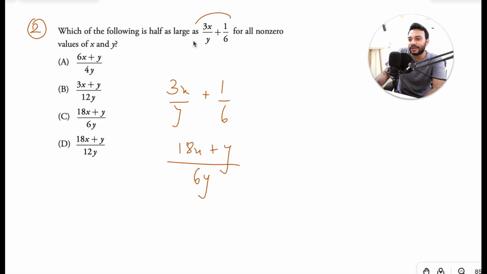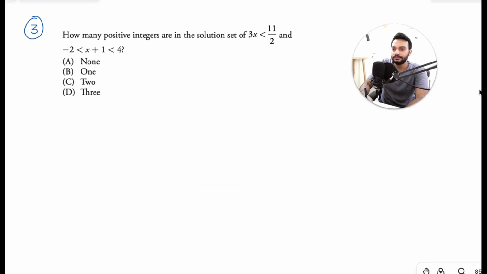This is the expression. Now half of this would be the denominator 12y, since you multiply by 1/2. So (18x + y)/12y. That is straight up option D. This is the correct one. Okay, let's go for the next one.